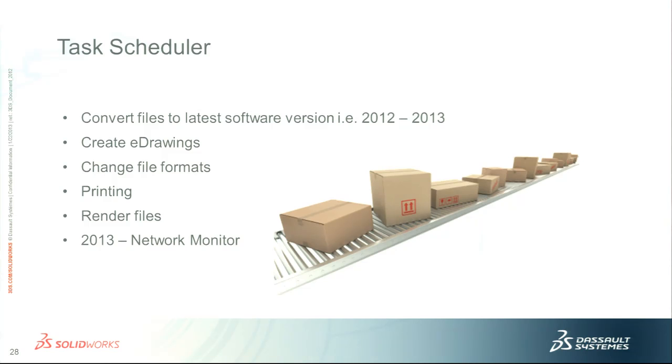You can change file formats. I could go from a SolidWorks drawing to an AutoCAD DXF. You can do a batch process like that. I can print out files. I can render files. And also very cool for 2013, they now have what's called the Network Monitor. What the Network Monitor allows you to do is you install that on any machine that's on your network, and you can borrow the computer processors. So if I'm doing a really large render and nobody's using that computer, why not just take advantage of that and create your own render farm in your own company. So that's brand new for 2013.